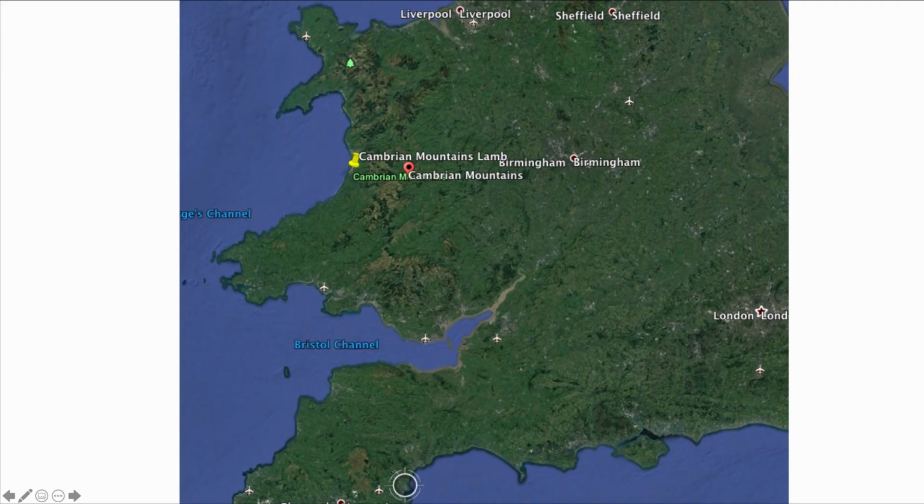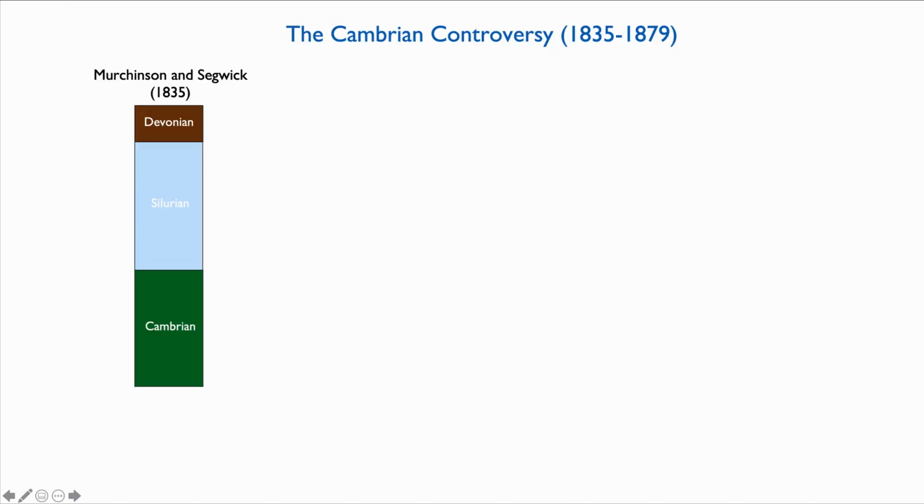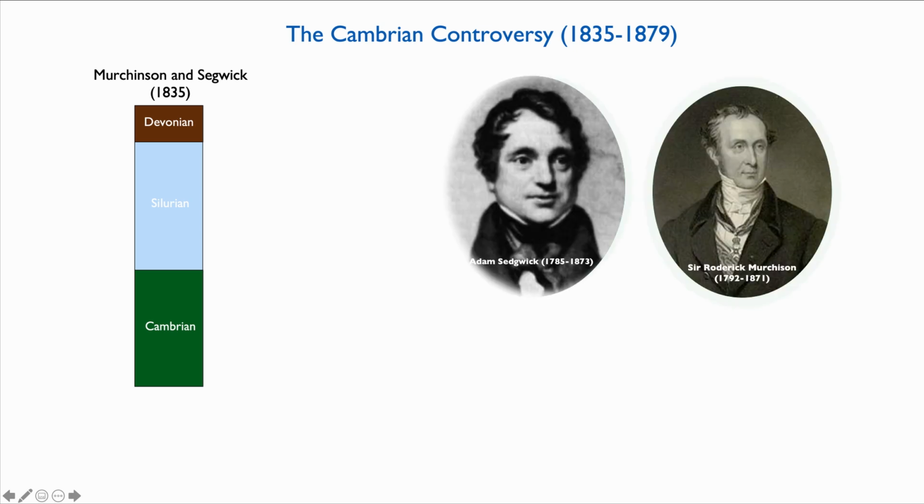But Sedgwick was also working in the north of Wales, in the Cambrian mountains. And there he uncovered a series of rocks that seemed to be older than everything and had no fossils. So he termed these rocks after the Cambrian mountains, the Cambrian. So up to now, we still have the three subdivisions, Silurian, Devonian, and the Cambrian. And you can see it here. This is their publication, Murchison and Sedgwick, 1835, where we have the Devonian at the top, the Silurian here in light blue, and the Cambrian.